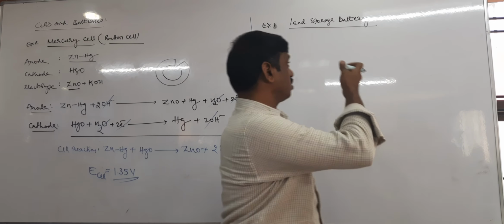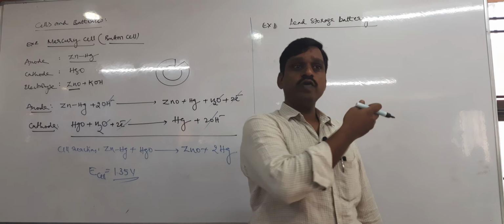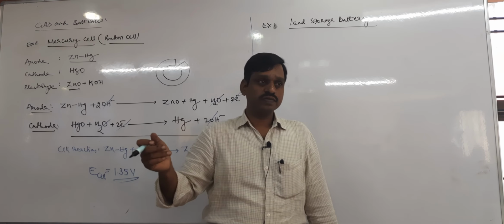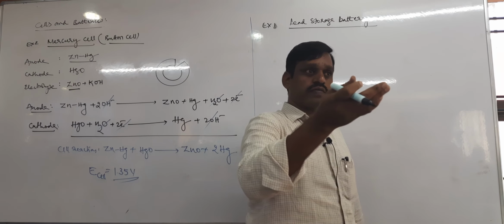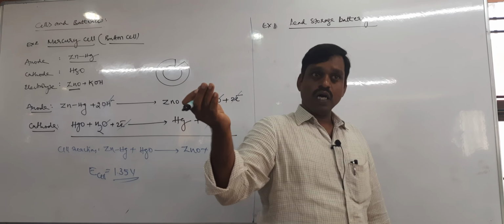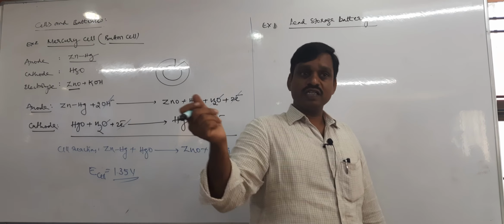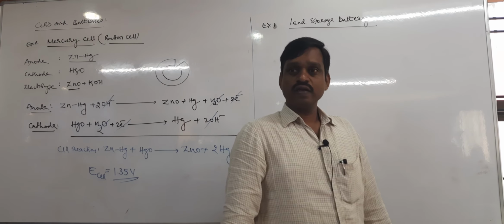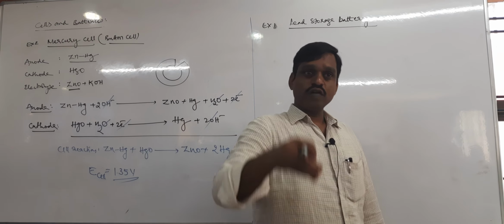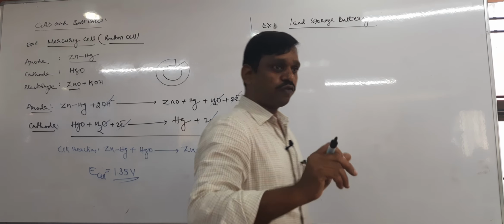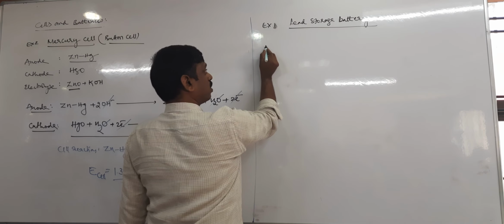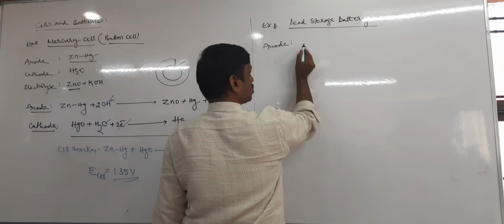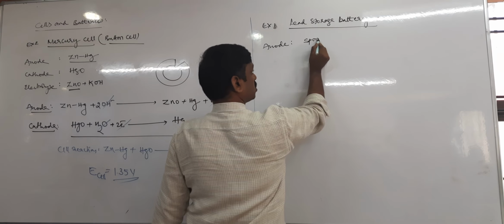Here the best example is the lead storage battery, which we use in all UPS, in home UPS, and even in automobile vehicles, two-wheelers and four-wheelers, which have a lead storage battery. Sulfuric acid will be added here. Therefore, let's see what the cathode, anode and electrolyte are. First is the anode. So what is the anode in this? The anode is spongy lead.